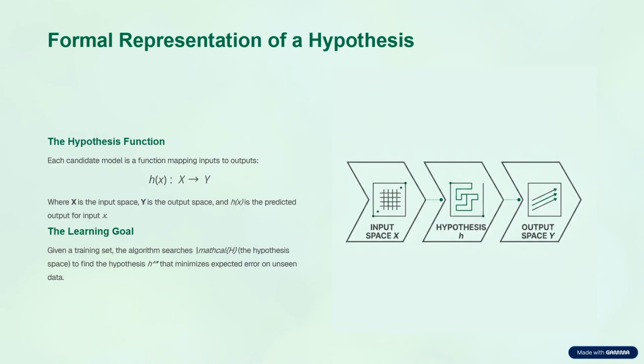Next, representation of hypothesis spaces. This slide shows the mathematical representation of the hypothesis function. Here, X represents the input data, Y represents the output, and H of X is the predicted result. During training, the learning algorithm searches through the hypothesis space to find the hypothesis that best fits the data. You can go through this diagram also.